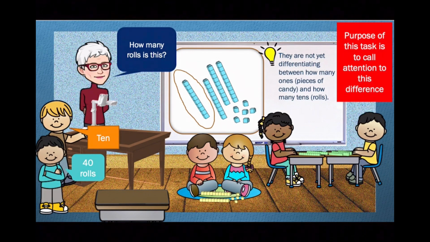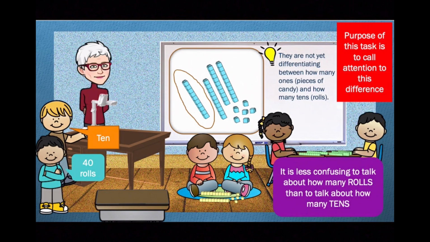Notice how the scenario permits us to talk about pieces of candy and rolls rather than ones and tens. And that is an advantage because the words pieces of candy and rolls permit us to avoid using numerical quantities in the conversation. It is less confusing to talk about how many rolls than to talk about how many tens. Even so, the issue goes beyond the use of vocabulary, of which words we are using. It is a conceptual issue and precisely the issue this activity is intended to bring to the forefront.